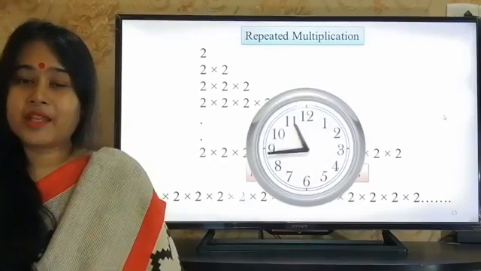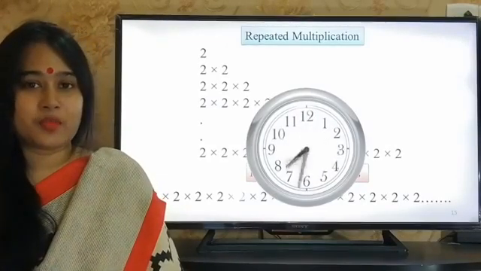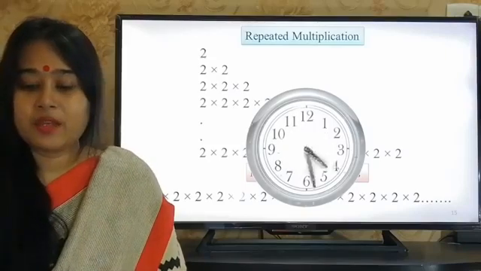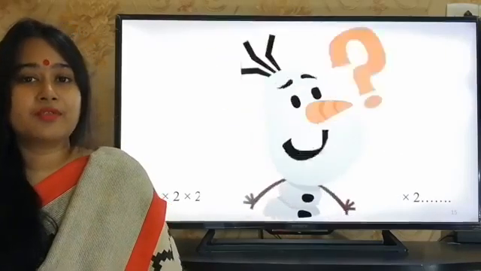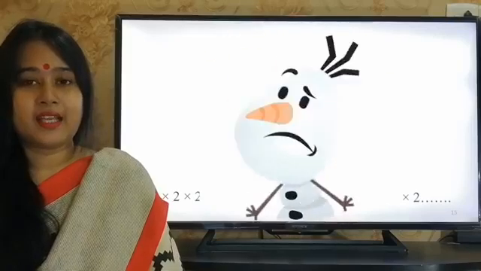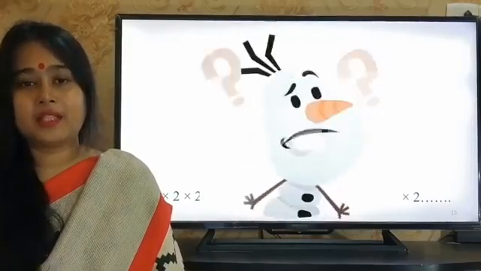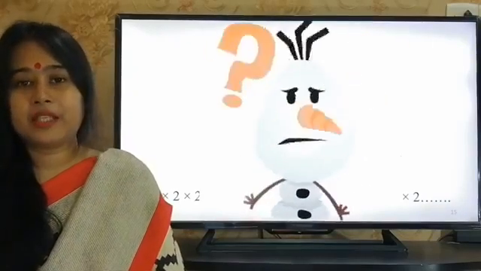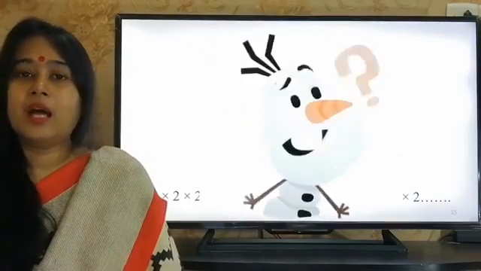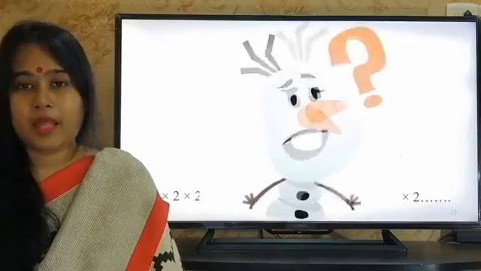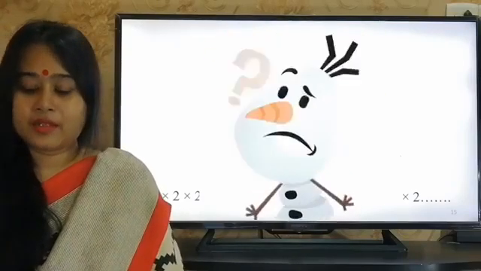Well, this is a very time consuming and tedious process, and it will be very difficult for counting and understanding. So to avoid this lengthy mathematical operation, mathematicians introduced some other process or method. Let's see what that process or method is.